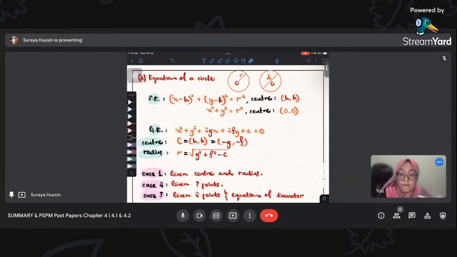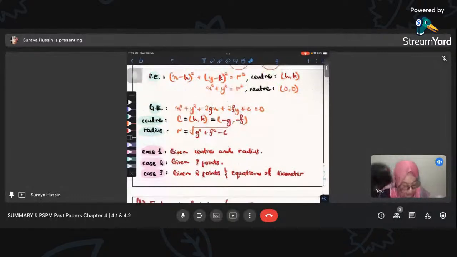And here goes a formula for the radius. Yang ini pun hafal. The formula of the radius is very easy to remember. Okay, very easy to remember. It is just R equals to square root of G squared plus F squared minus C. Okay, it's easy. It's not that hard. Basically, dua ni sangat mudah untuk dihafal. Dan dua ni jugalah adalah starting kita. Every first step sentiasa memerlukan equation of circle. Okay, and so it's very important.